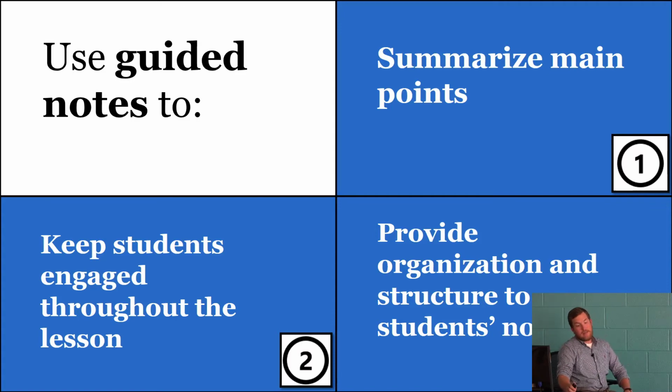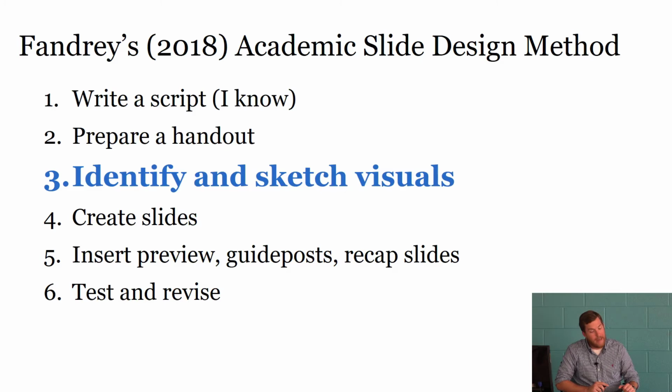All right, so next in our list of things to do to kind of prepare is to identify and sketch your visuals. So when I say sketch, I actually mean sketch, because at this point we're still analog, we're still pen and paper. Okay? So first let's kind of talk about how to choose good visual aids and how to kind of select what would be an appropriate visual aid, and then I'll give you some drawing tips.